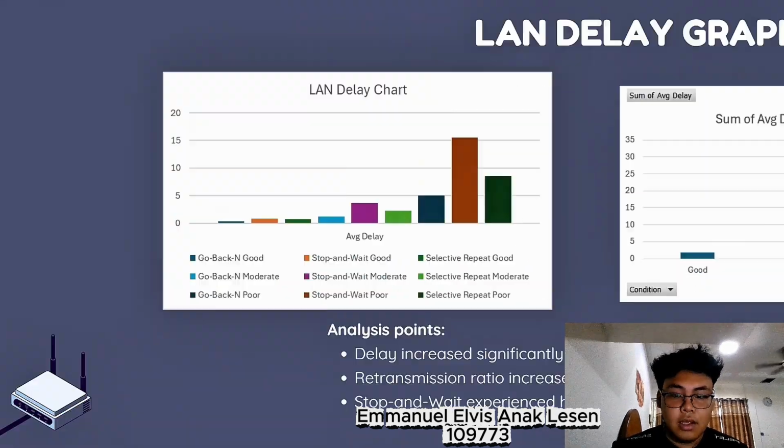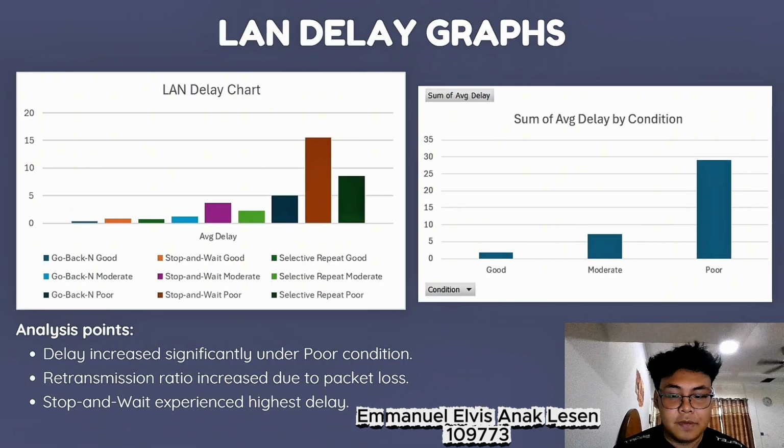And then this graph shows the average delay experienced by packets. Under good conditions, delay remained low for all protocols. However, as network conditions deteriorated, delay increased significantly. Stop and wait experienced the highest delay because it can only send one packet at a time and must wait for acknowledgement before continuing. This makes it more sensitive to packet loss and network congestion.